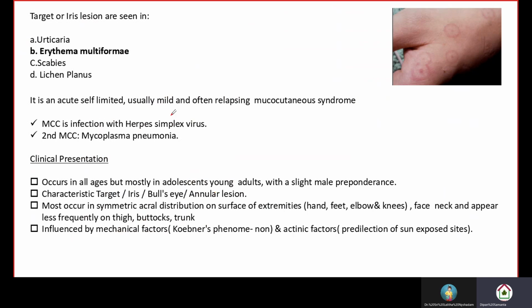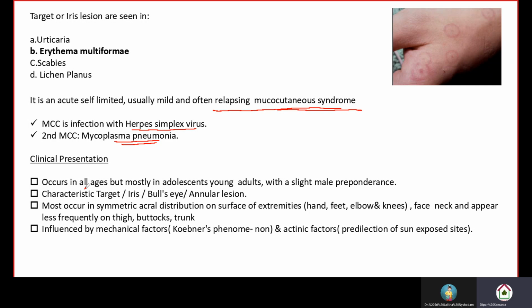Okay, next, erythema multiforme. It is an acute, self-limited, usually mild, and relapsing mucocutaneous syndrome. Most common cause is infection with herpes simplex virus, and second most common cause is Mycoplasma pneumoniae. Herpes simplex virus and Mycoplasma pneumoniae.